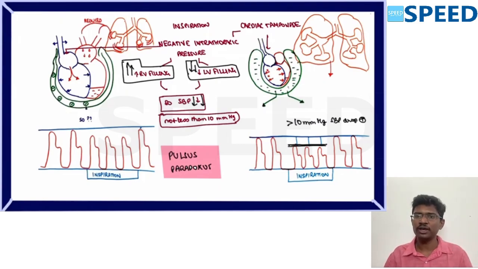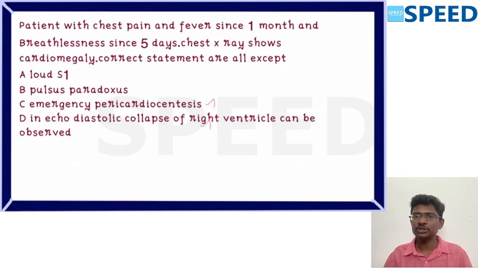It's important. Okay. Next, the answer to this is that pulsus paradoxus is seen. Obviously, you should go for emergency pericardiocentesis. And in echo, during diastole, collapse of the right ventricle will be seen. This is a finding of cardiac tamponade. IVC dilatation as well as diastolic collapse of the RA as well as RV due to compression by the fluid are features of cardiac tamponade. And heart sounds will be muffled, not loud. So the answer is except. Muffled heart sounds will be seen.